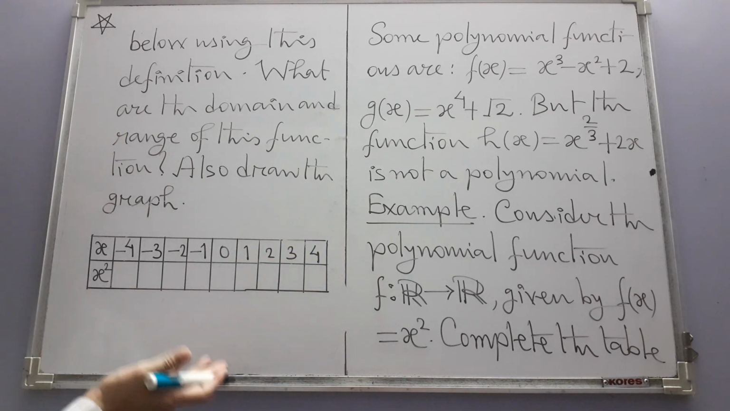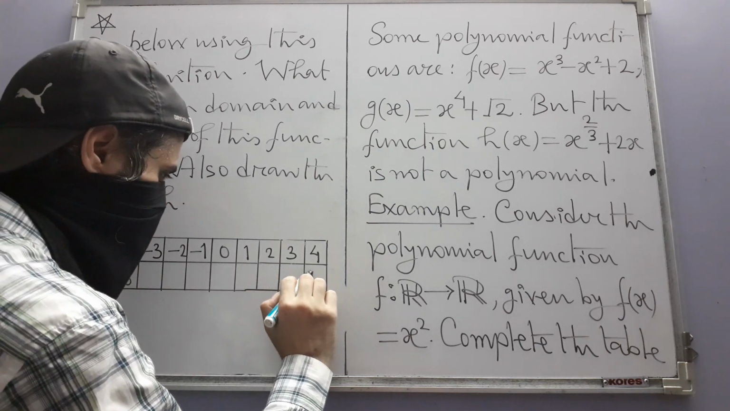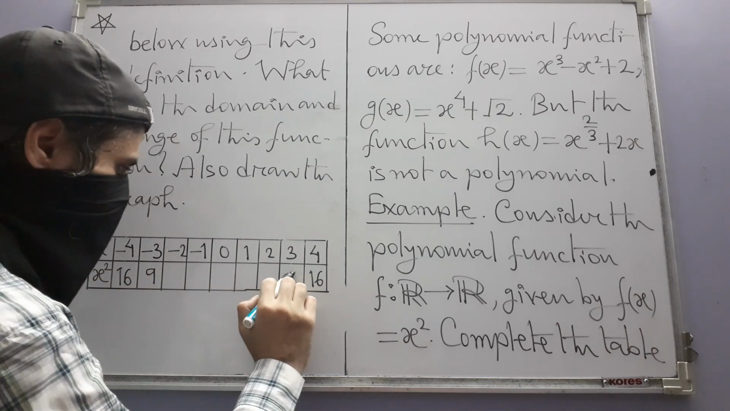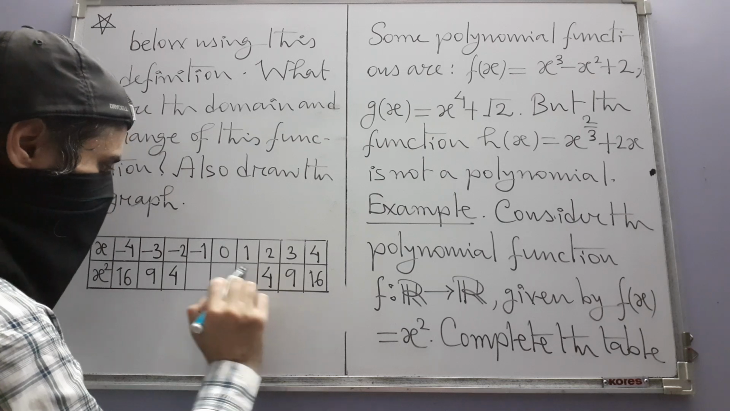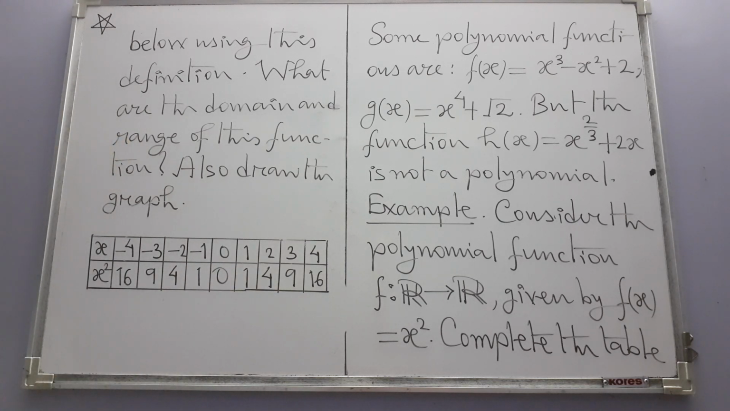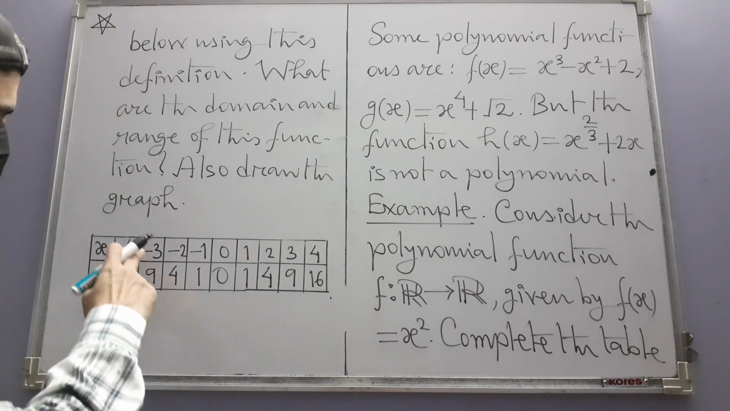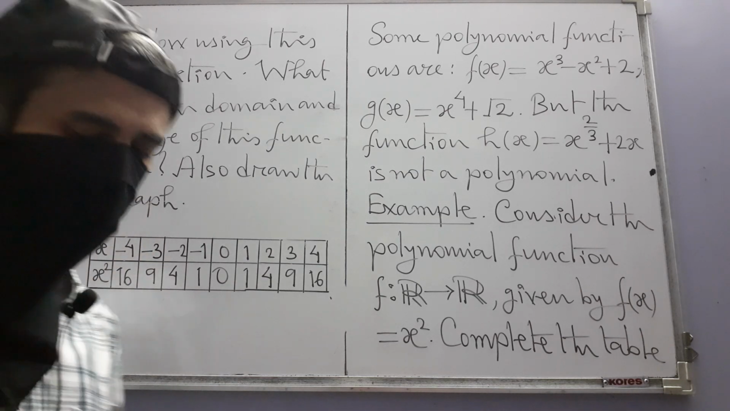So squares of minus 4 and 4 are both 16. For minus 3 and 3 it's 9. For minus 2 and 2 it's 4. For minus 1 and 1 it's 1 and the square of 0 is 0. Okay, so we have got many points with these coordinates: minus 4, 16, minus 3, 9 and so on.